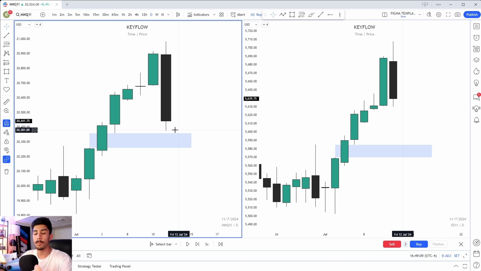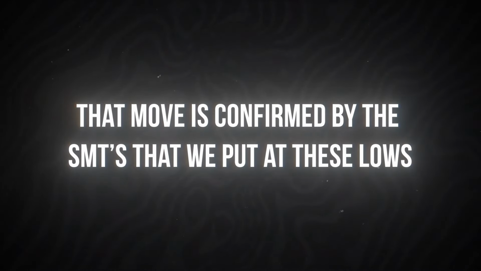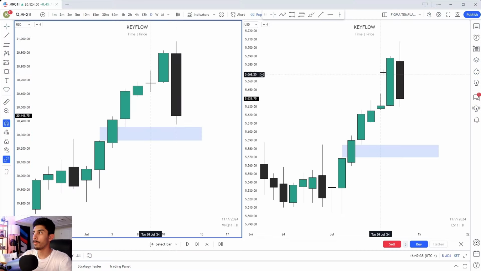Now, based on that price action and the economic calendar alone, I can assume that Friday is going to open up, consolidate, and the 8:30 a.m. news is going to manipulate through these lows into this fair value gap and then get a move higher. That move is confirmed by the SMT that we're going to put in at these lows. So now that we have the overall higher time frame narrative down, let's drop down to an intraday time frame and see what happens during Asia and London.